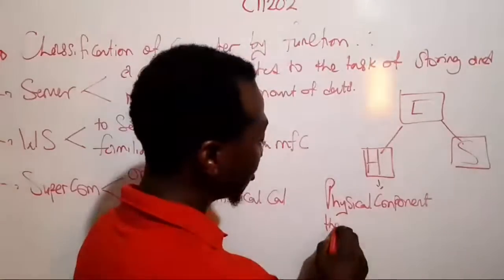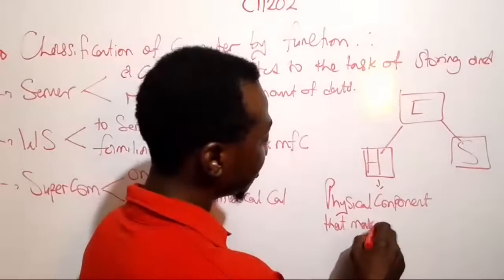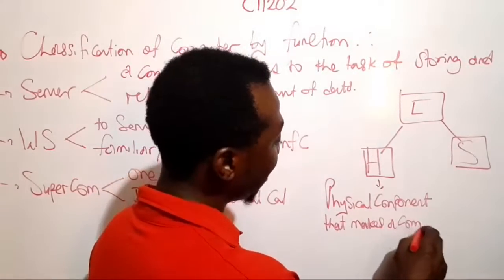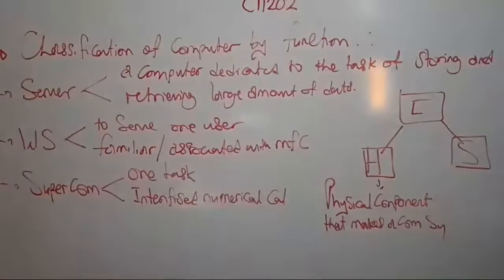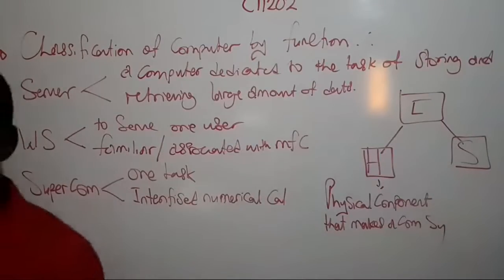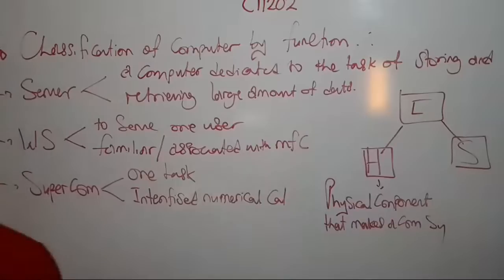Okay, that makes a computer system. Are we together? This includes the computer processor, the monitor, the keyboard, the mouse, printer, and the likes. The hardware are the part of a computer, including the CPU and related microchips.